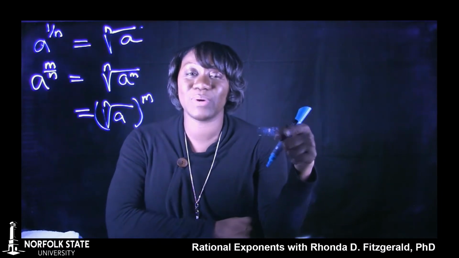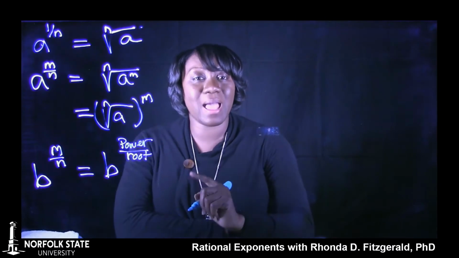So how do I really remember which one's my power and which one is my root? That is, which one is raised to the power and which one do I take the root of? I'm going to write it down here. If I have b to the m over n power, I like to think of it as power over root. When I have that rational exponent, the numerator represents the power and the denominator denotes the root.